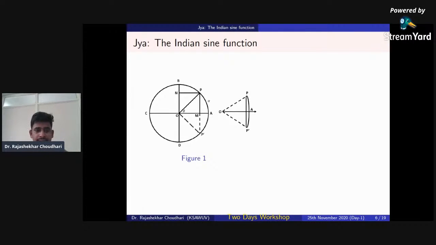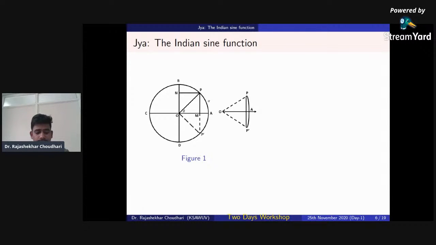Since the Indian sine function, that is PM, is defined as half the chord PP dash. If you look at the figure, PP dash is a chord in the circle of arbitrary radius. Half of that chord is PM, which is the Indian sine function. Indians called it Ardha Ja. Purna Ja means the chord PP dash, and Ardha Ja means PM. To avoid confusion among the variables, they called it Ardha Ja.